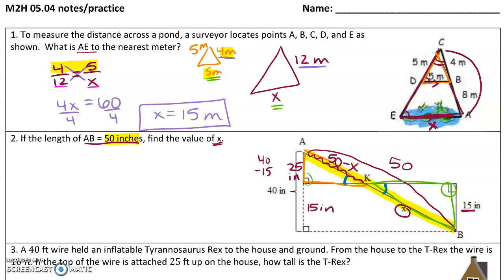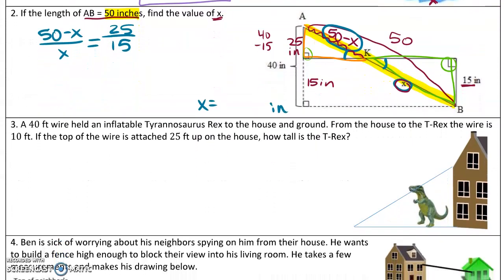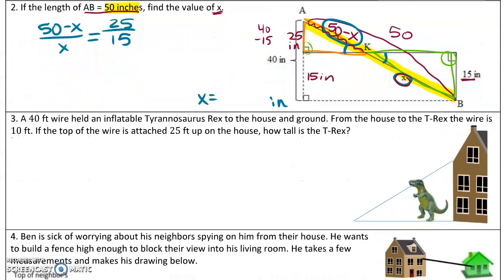So when you go to set up your proportion, we know that 50 minus x and x are corresponding. So we can put them in the same proportion, or the same fraction. 50 minus x over x. If I started it off that way, I would have to continue with the orange triangle, making it 25 over 15. You'll get a decimal for that one, but I want you to go ahead and solve that one yourself, and make sure you put whatever you have, inches, as your answer. As we continue, make sure you're doing these yourself.